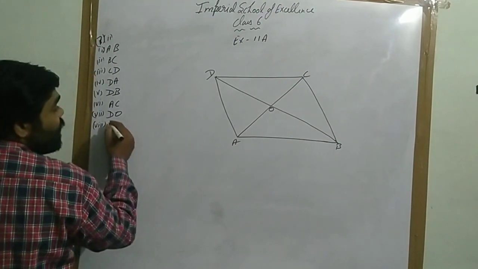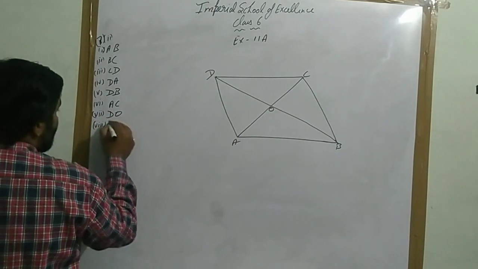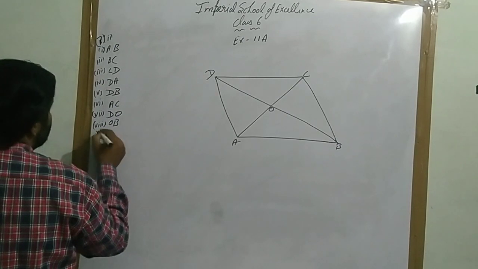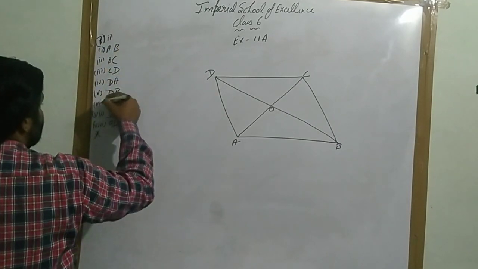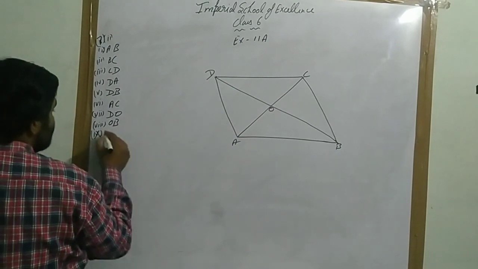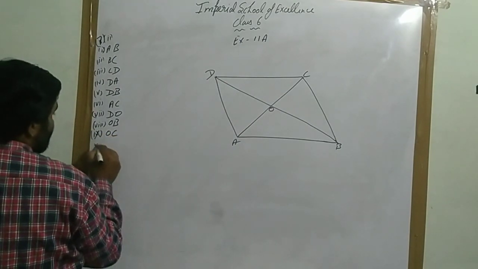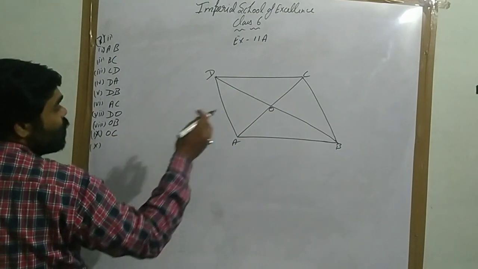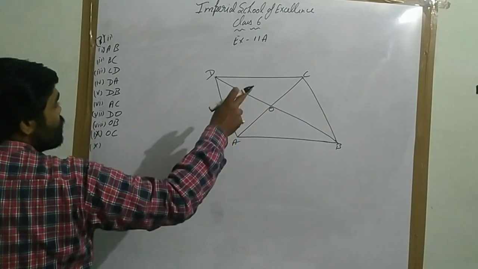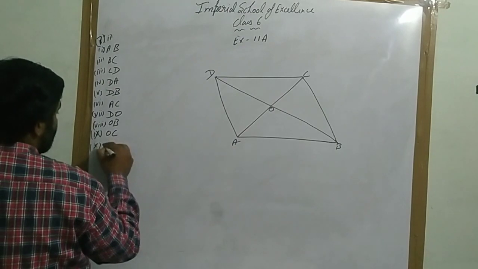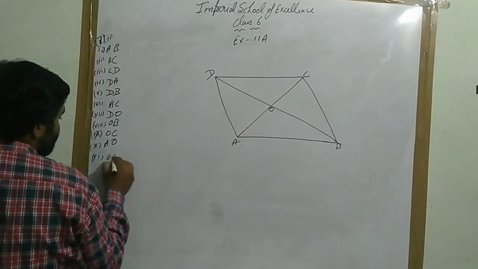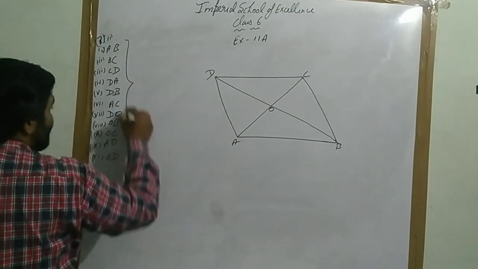Then your line will be OB, 7, 8, ninth is your OB, OC, 10th will be your AO. You have taken OB, OC, AO, and 11 is your OD. These all are line segments.